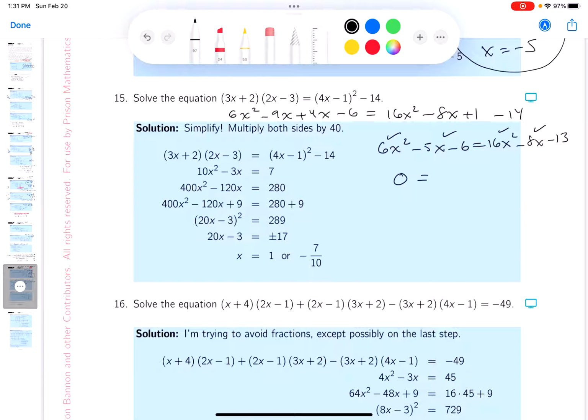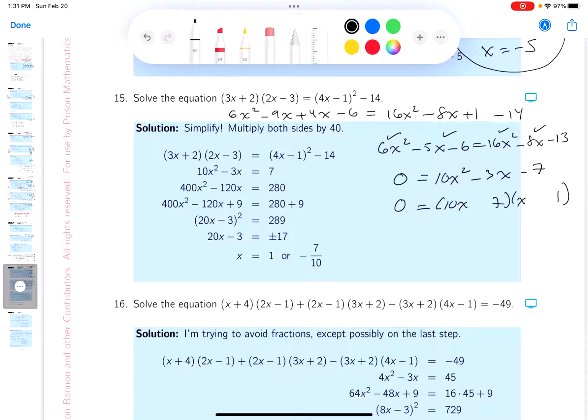Take 6x squared from both sides. You get 10x squared. Add 5x to both sides. I said last time 3x. It's actually minus 3x. And I'm going to add 6 to both sides. You can get minus 7. Repeat. I'm going to still factor it. 10x and x, 7 and 1.